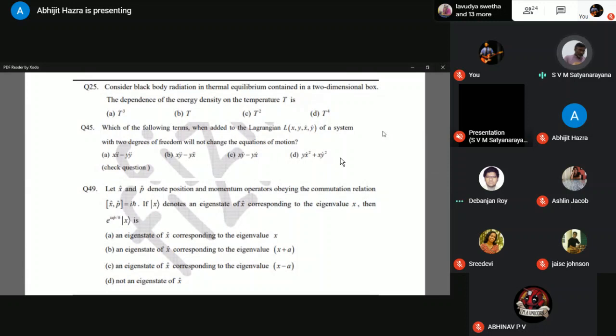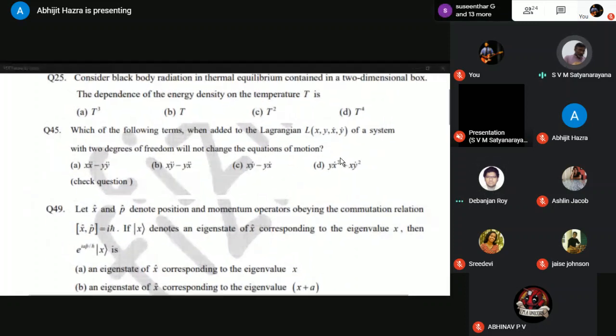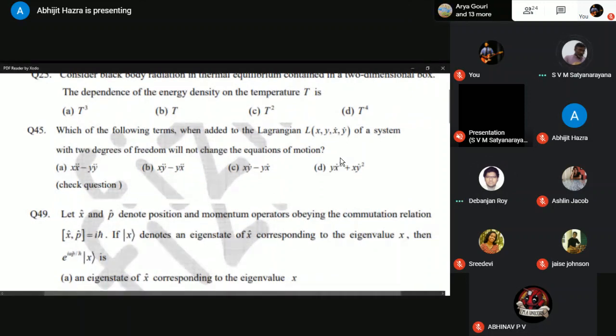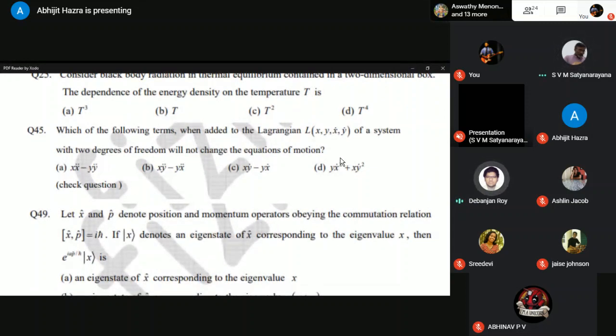Can you make it bigger? The presentation is not visible, sir. I am now looking at the screen that Abhijit shared. This is x double dot, is it? Minus y double dot, y double dot minus y x. So the first two options have double dots, and the last two options have a single dot, y dot.